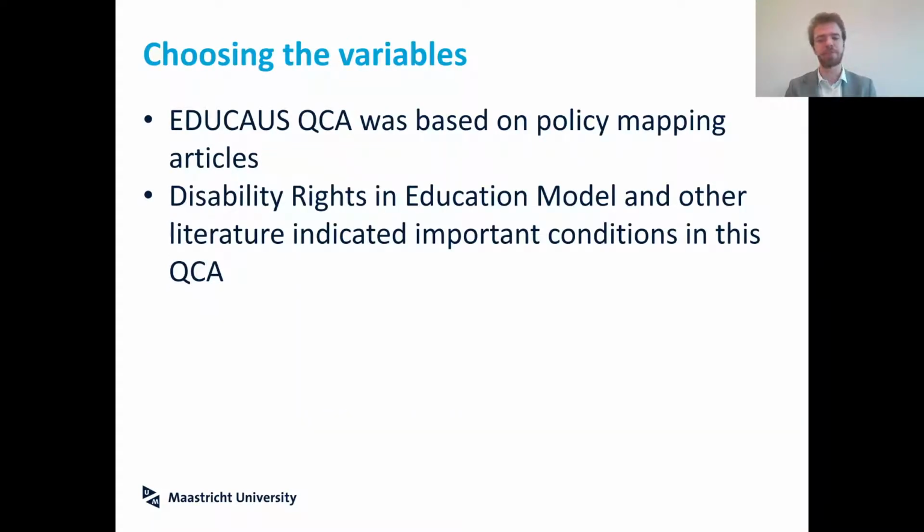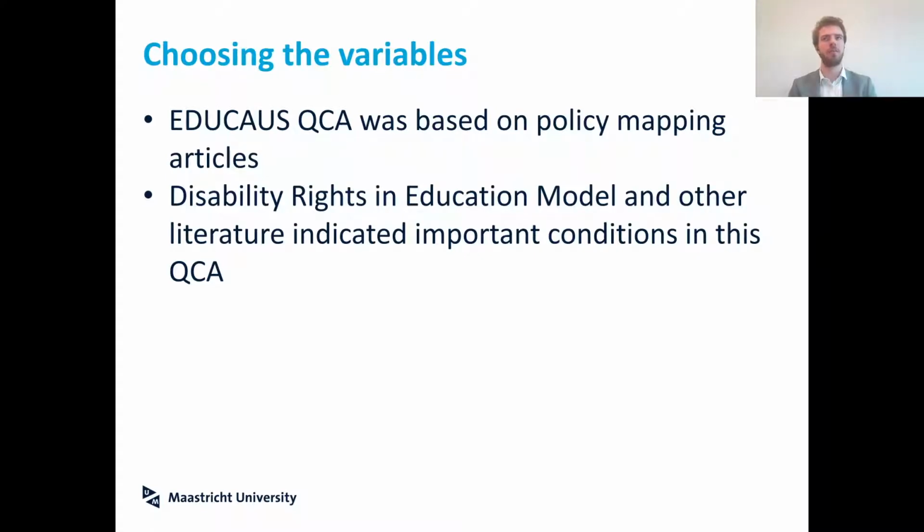Now, let's talk about the QCA that I performed with ROC. First, we had to determine what variables we would include. The QCA, as I said, was based on the policy mapping articles that I wrote prior to this. Based on literature, we found that the disability rights and education model indicated important conditions to include in the QCA.